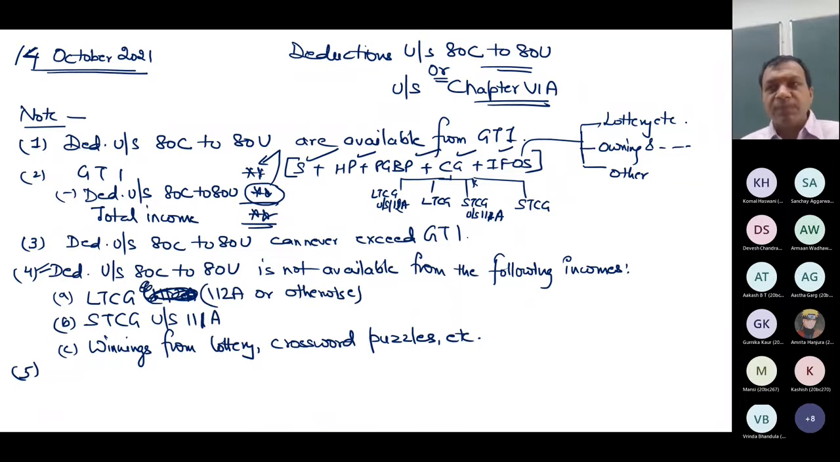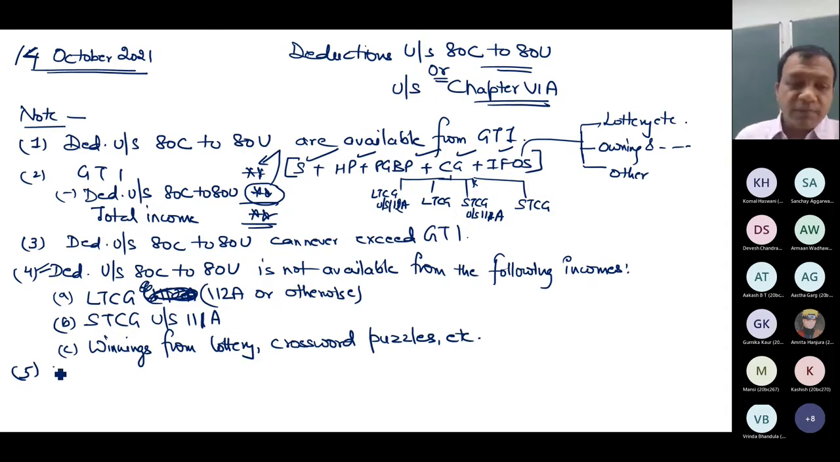Suppose your LTCG is 1 lakh and your deduction is 90,000, and if there is no other income, you cannot deduct 90,000 because you cannot deduct 80C to 80U deductions from LTCG. You cannot deduct these deductions from STCG 111A, and you cannot deduct these deductions from lottery income or gambling income. That's it. This is the point which you should remember.